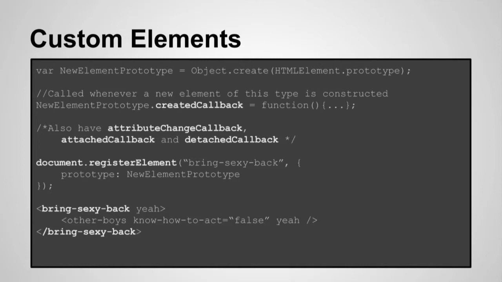So here I'm creating a new element called bring sexy back. In order to create it, you're going to call document.register element. You just give it the name of the element you want. That's no big deal. And then it's using JavaScript's prototypal inheritance. So you pass it the prototype that you want it to use for its prototype chain. Typically, you're going to create that prototype by going off of some other HTML element. In my example, I didn't need to extend any other element, so I'm just going to go off of plain old HTML element as my base class. But you could extend HTML button, and you could actually extend the functionality of HTML button, which is a pretty cool idea.